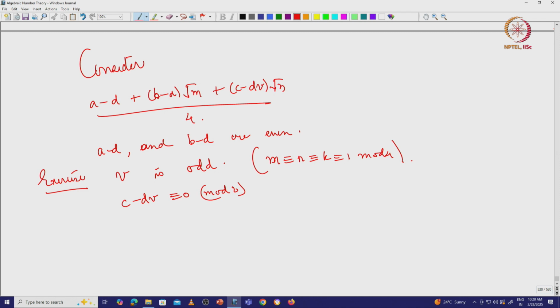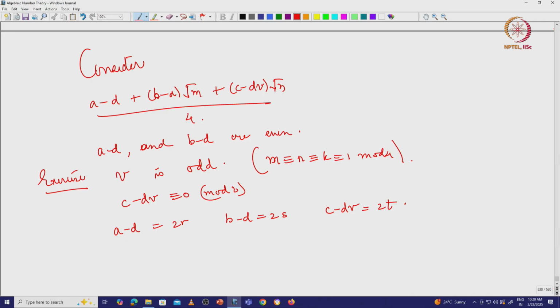So either C and D are both even, in which case this is true, or C and D are both odd, and you are multiplying an odd number D by another odd number V, and so dV is also odd, and you get what you want, right. So you can write A minus D as 2 times R, B minus D as 2 times S, and C minus dV as 2 times T, right.